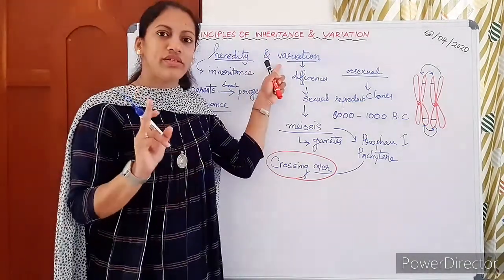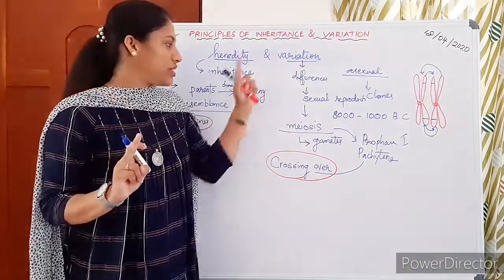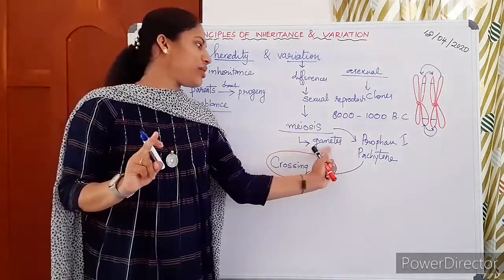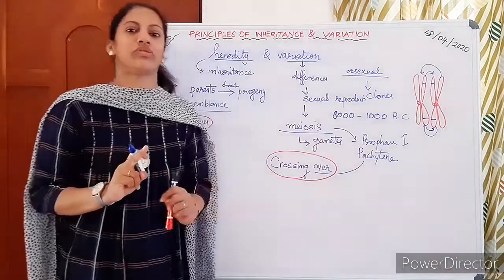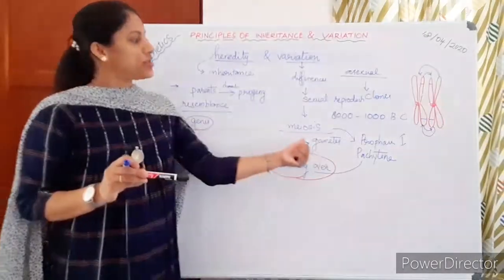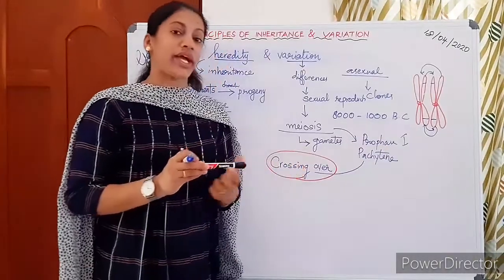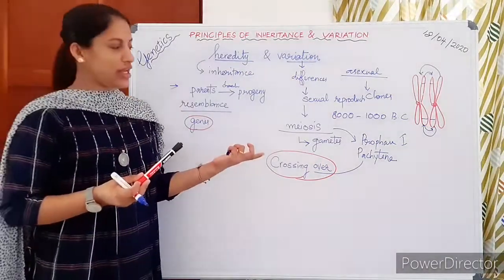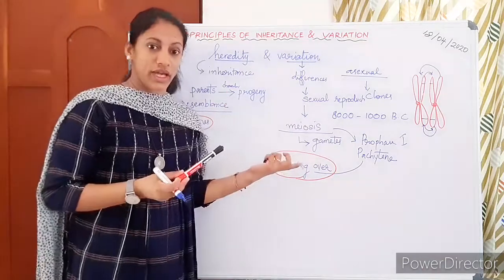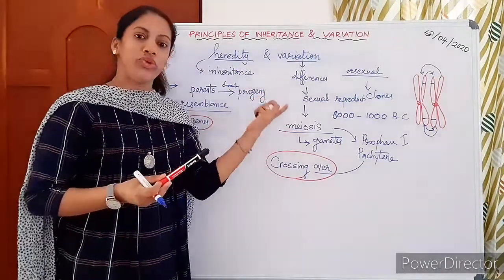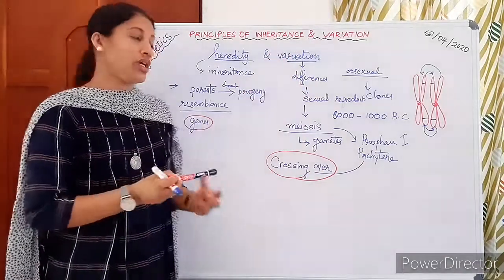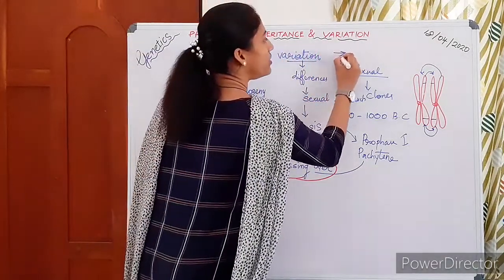So one of the major reasons for variation is what? Crossing over, which takes place during gamete formation or during meiosis division. So it takes place during the Pachytene stage of meiosis. It's a very easy idea because you have already studied. And not only this, mutation occurs, that may be a reason for variation. This all finally leads to evolution.